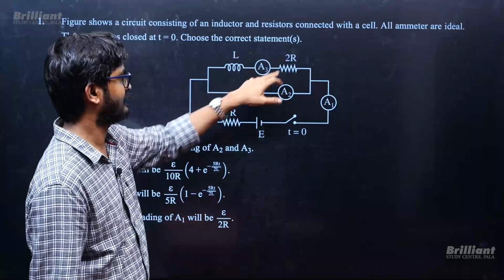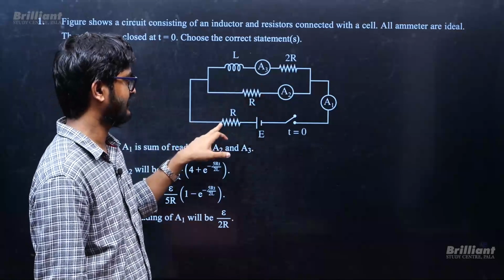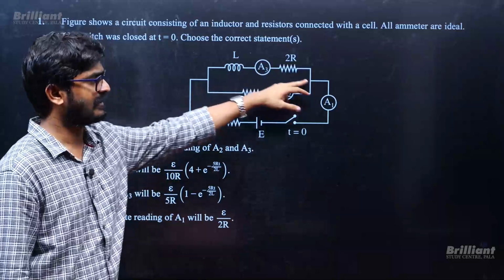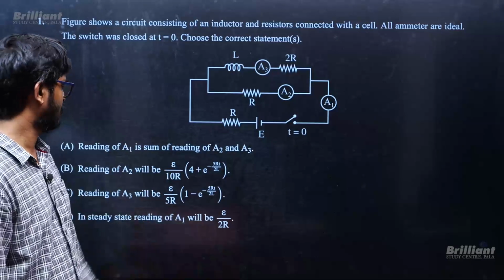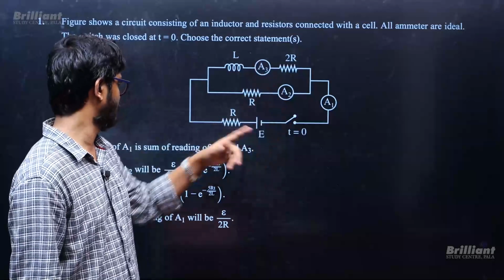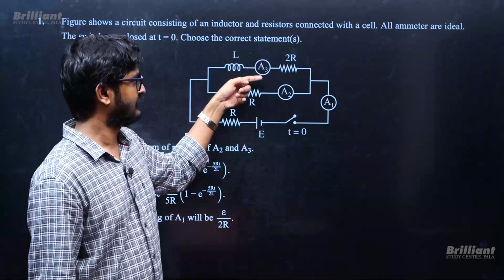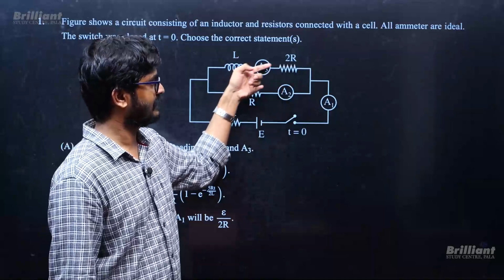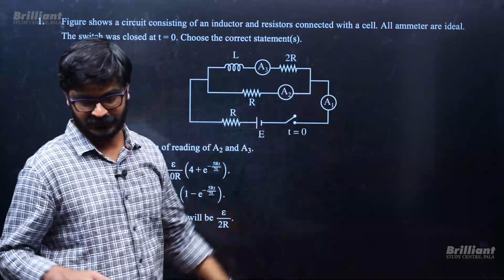You can find the equivalent resistance: 2R and R in parallel, which is in series with R, and you can find the current. That won't match this option anyway. Now the reading of ammeter A1 is the summation of these two readings. That's obvious, because if this current is I2 and this current is I3, then I3 plus I2 is nothing but I1.